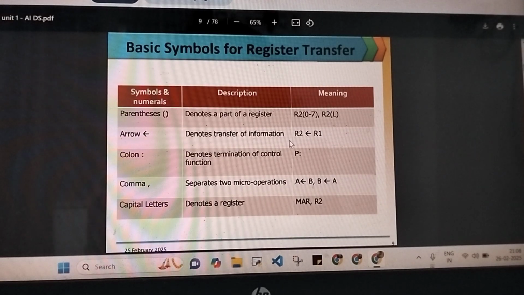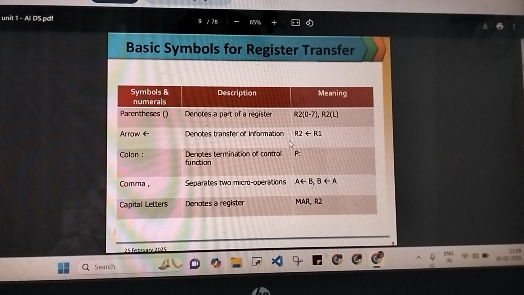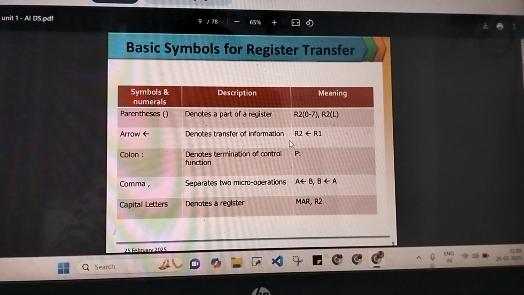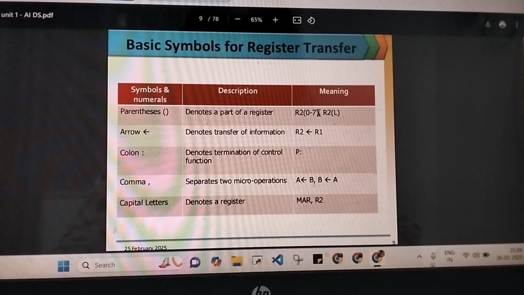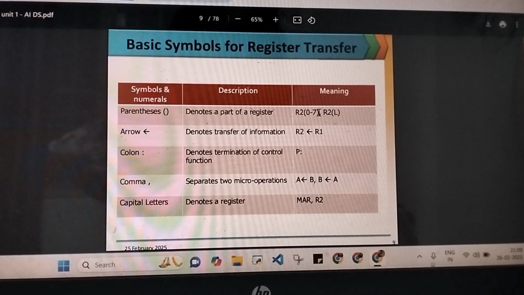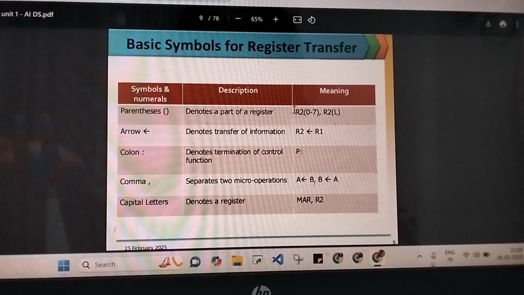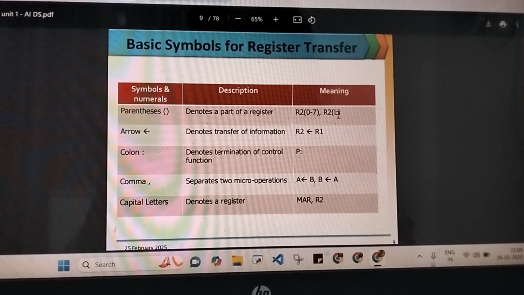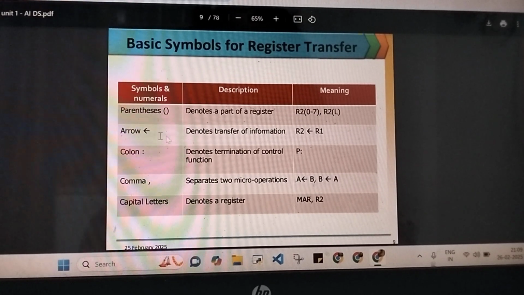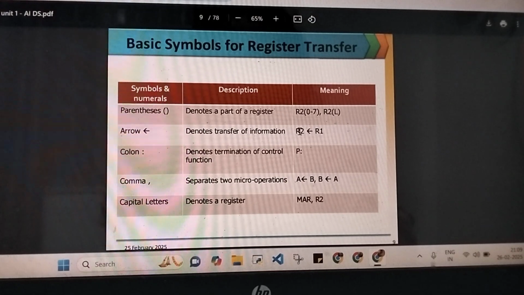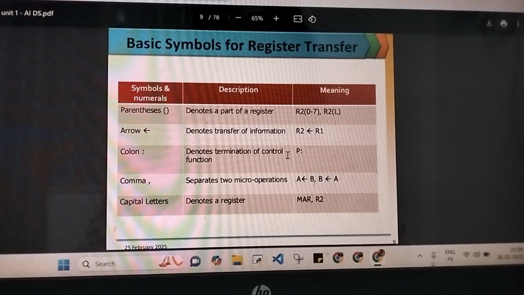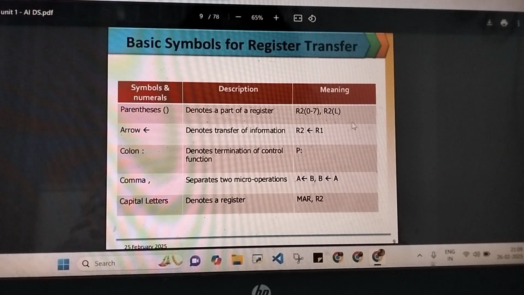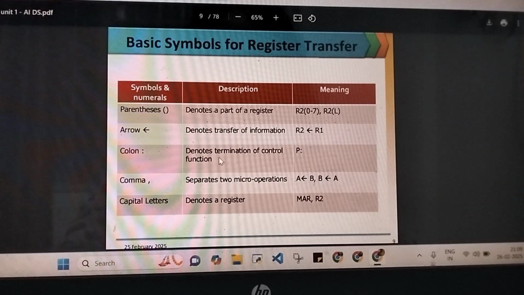These again are more symbols. So parenthesis denotes a part of a register. So like I said, you can have a register with 32 bits. So if you want to convey an instruction which involves only the first 8 bits, then you can use R2 of 0 to 7 or R2 of lower segment and so on. Arrow we just saw is the transfer of information. Colon denotes the conditional or the control function. So if p, then do this, otherwise don't, that one.